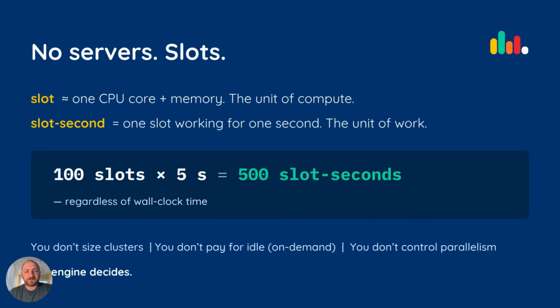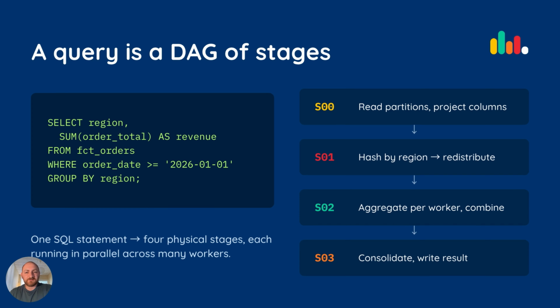So what does the engine actually do with your SQL? It doesn't run it as one monolithic computation. It decomposes it into a directed acyclic graph of stages. Each stage is a unit of work: read these rows, hash these keys, aggregate this column. Stages have dependencies. Stage 3 might need the output of stages 1 and 2 before it can begin. Inside each stage, work runs in parallel across many workers.